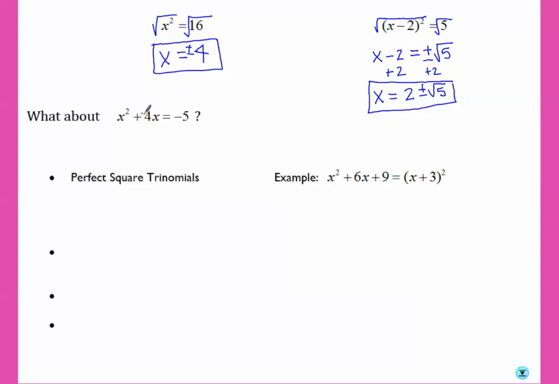But what about x squared plus 4x minus 5? We can't just square root because we can't square root one term, and if we square root this, we're going to end up with a square root of x, which is not helpful.